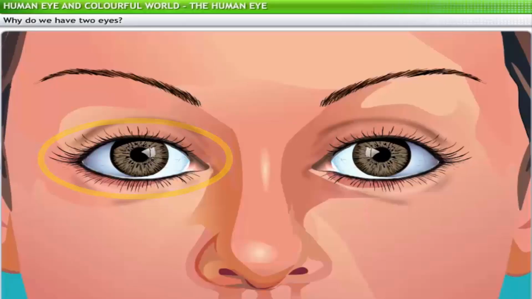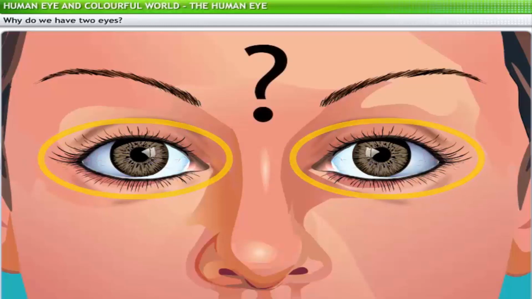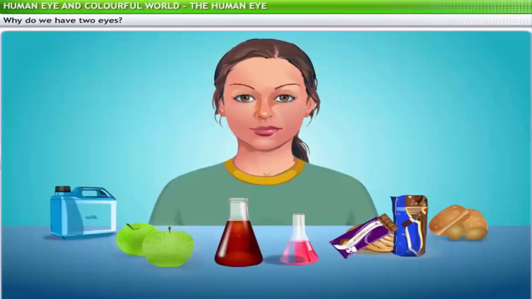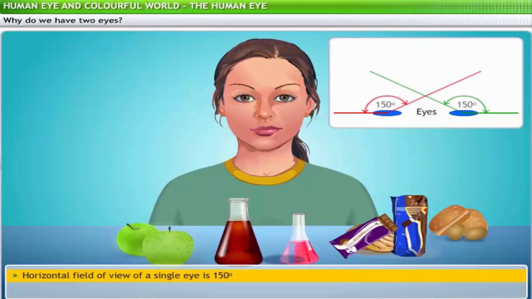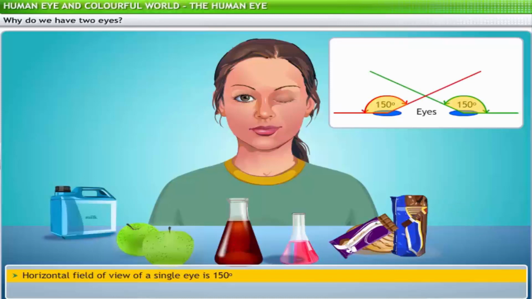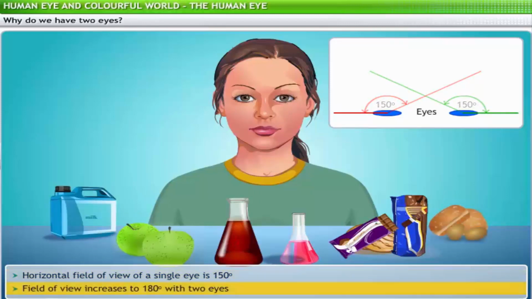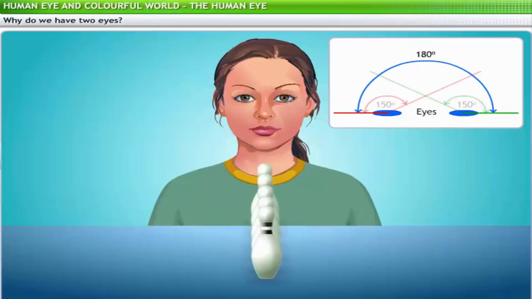Considering what a single eye can achieve, don't you wonder why we need two eyes? Wouldn't one eye be enough to see all that we want to? Well, here are some interesting facts about your eyes. The horizontal field of view for a single eye is 150 degrees. To provide a wider field of view, say 180 degrees, you need to see with both your eyes. This happens because each eye receives a different image of an object on its retina. These images are about 2 inches apart.